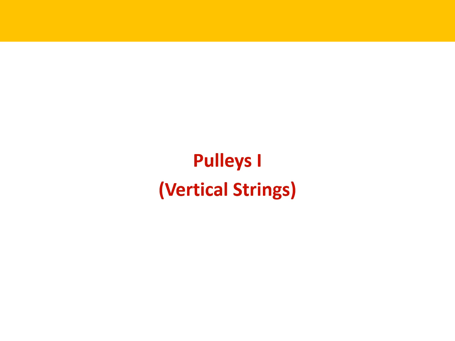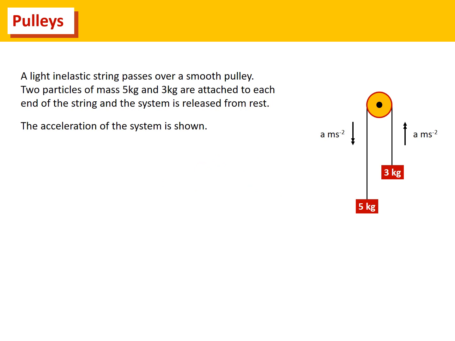Here's another video on connected particles. This time it's pulleys, where both strings are hanging vertically down. So here's an example of a pulley system that I am sure you are familiar with the diagram of. I just want to highlight one or two points in the words included in the question.